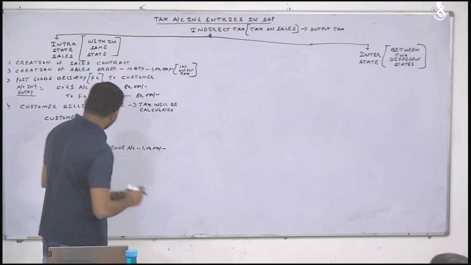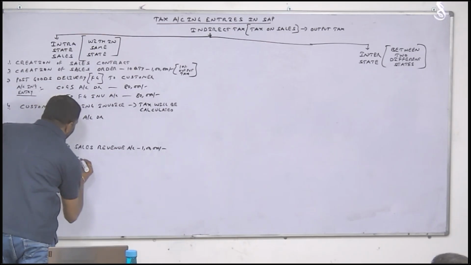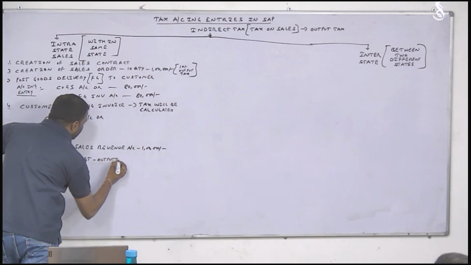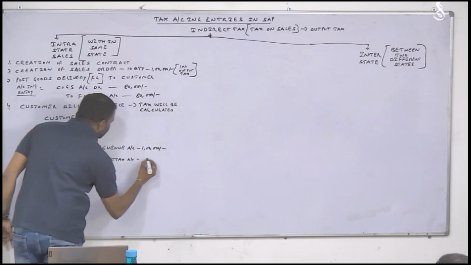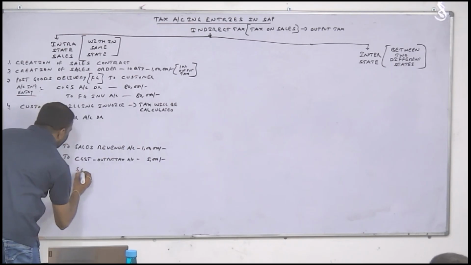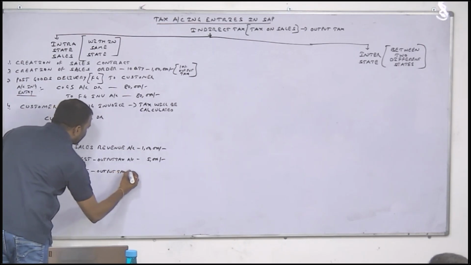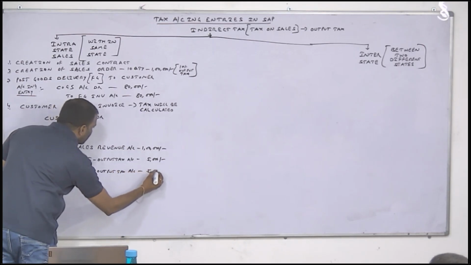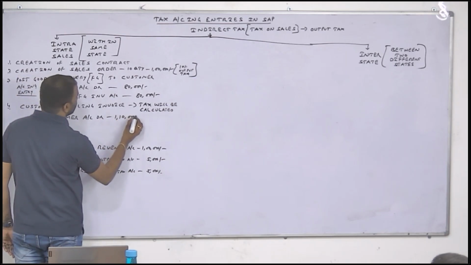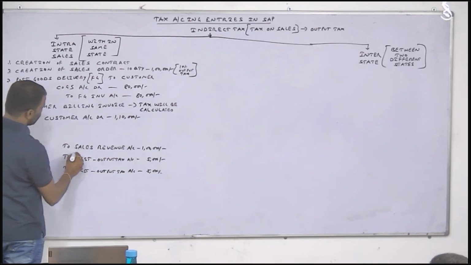Sorry, it is within the same state. What are the things that will come? CGST output tax, how much? 5,000. Then SGST output tax, how much? 5,000. So how much amount should I debit to the customer? 1 lakh 10,000.